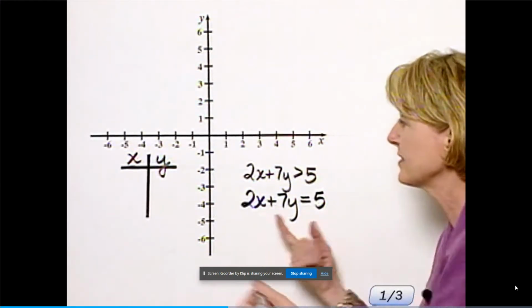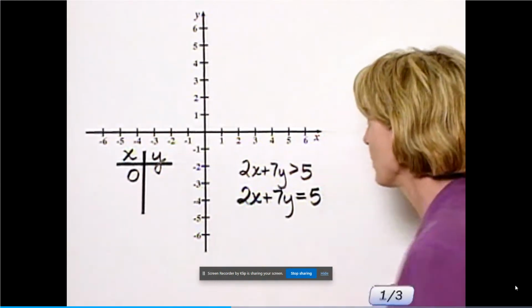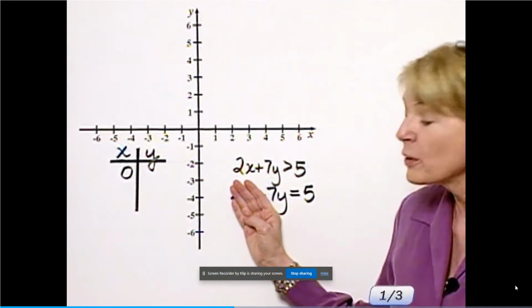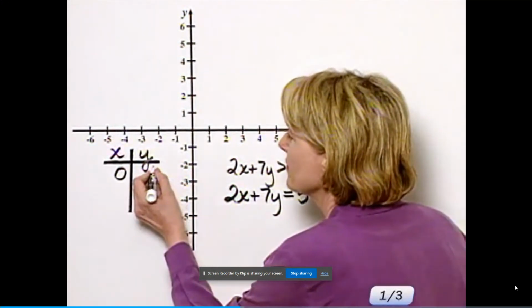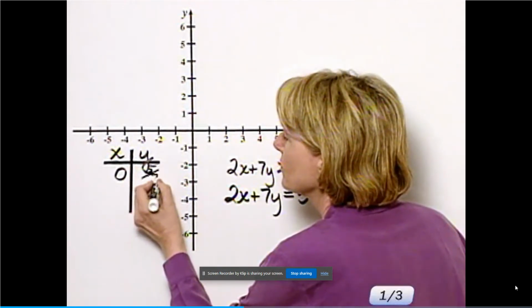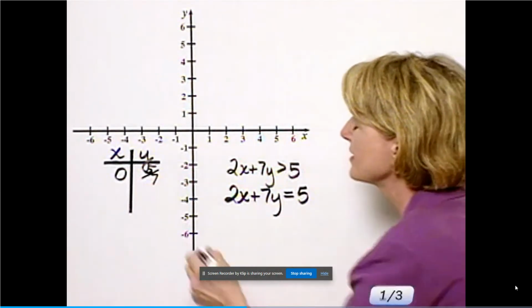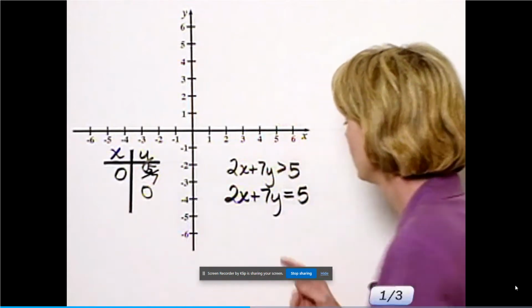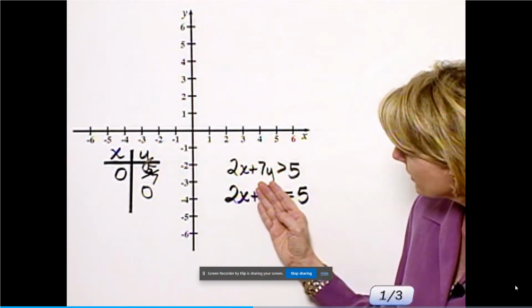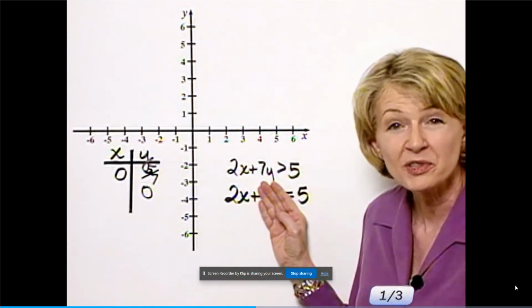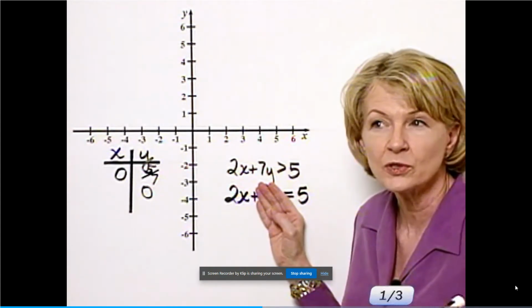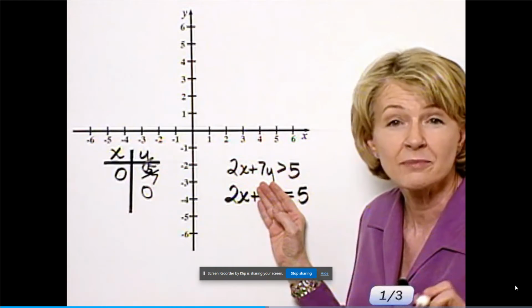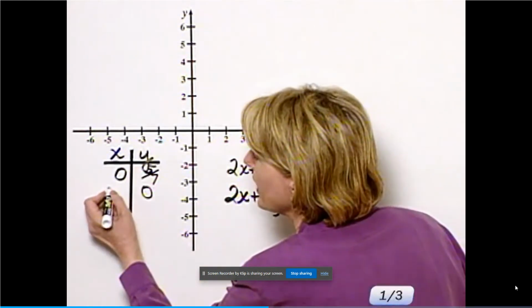So, for example, let's let x be 0. If x is 0 and we solve for y, we have y is 5/7. And then if y is 0, this term is gone. And let's solve for x, dividing both sides by 2. And we have x is 5/2. And 5/2 as a mixed number is 2 1/2.